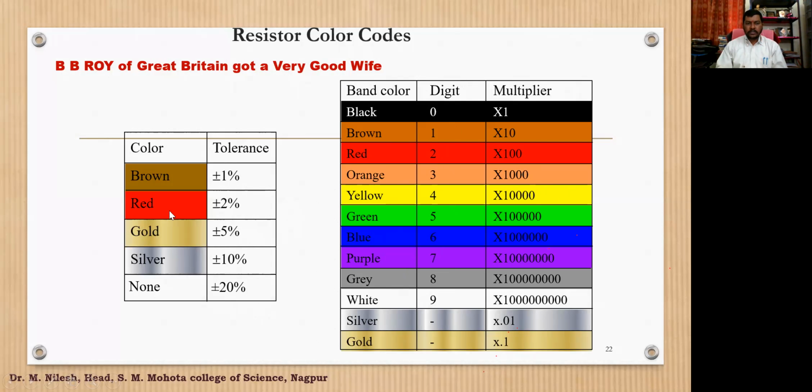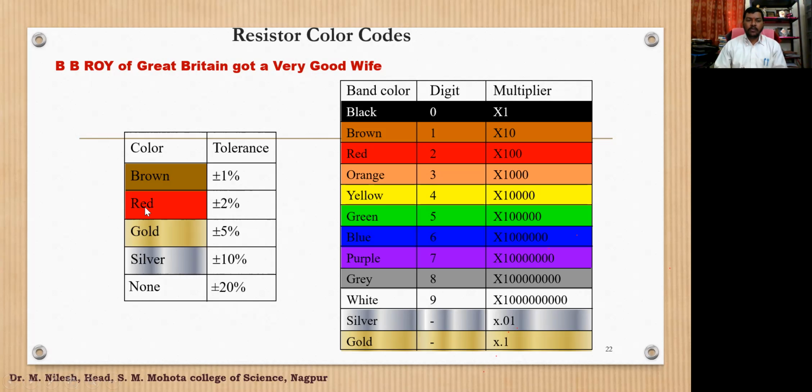So these are the tolerances, and the fourth band has these colors: brown, red, gold, silver, and there is no color, right? So none means there will be no band in the fourth place. If there is no band, it implies a tolerance of 20%. It means if the value of the resistance comes out to be 100, then it might be 80 or it might be 120. So it might fluctuate anywhere between 80 and 120, right?